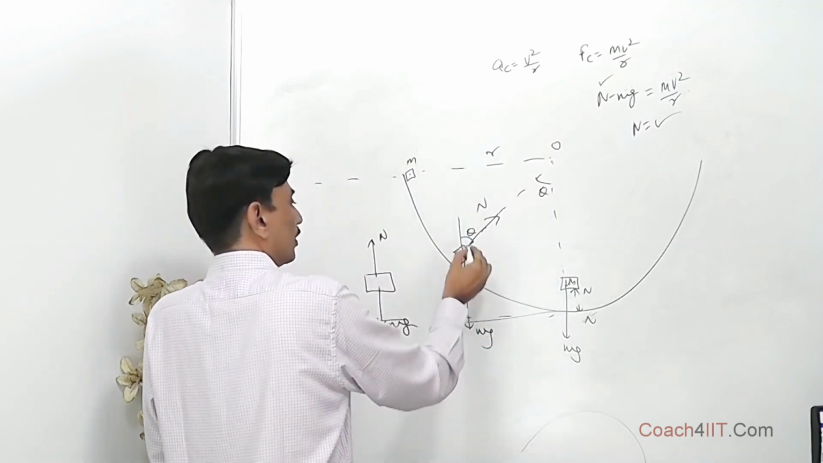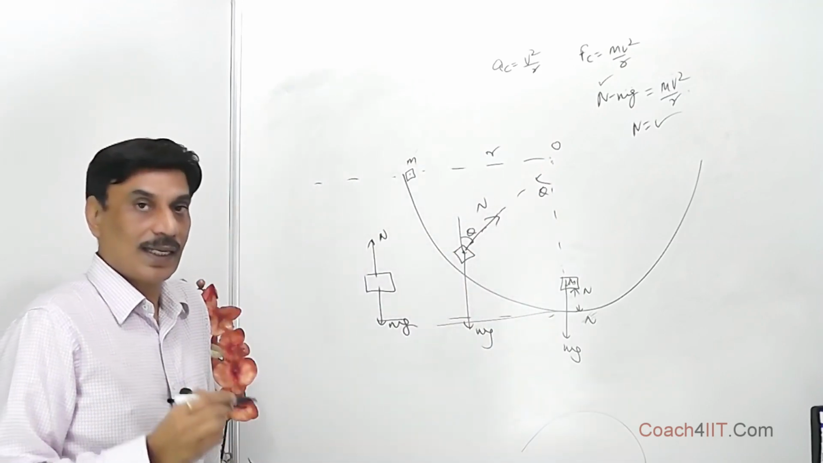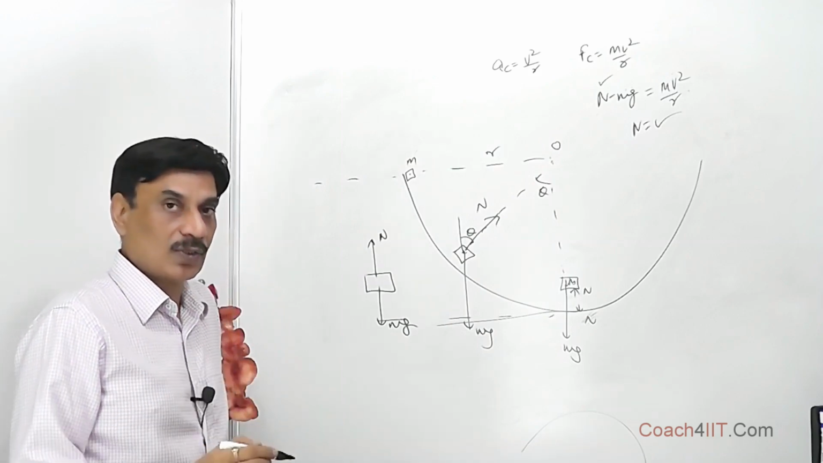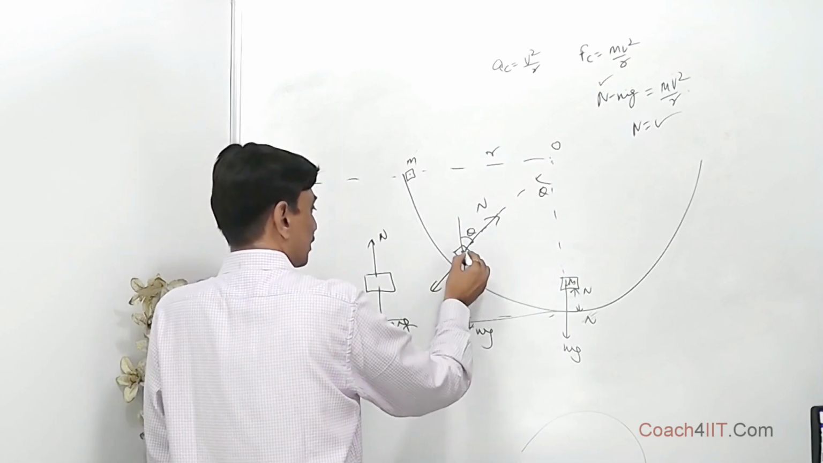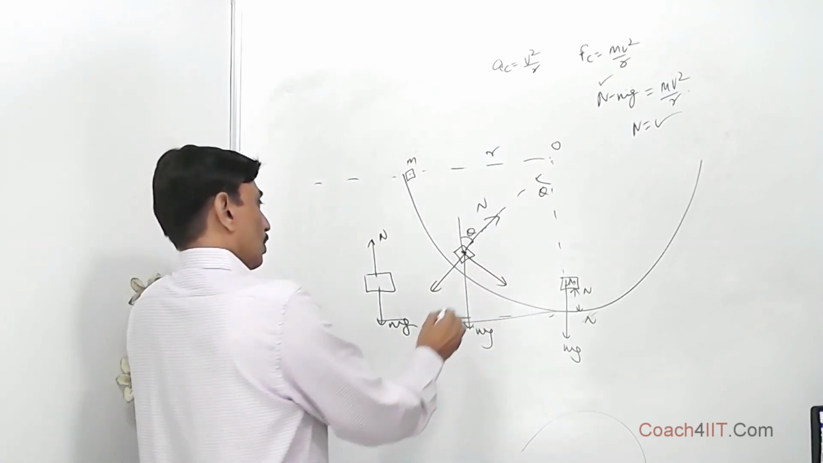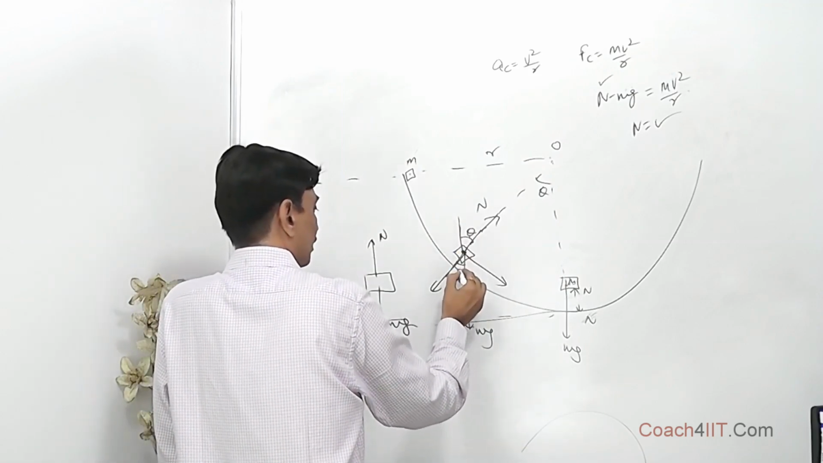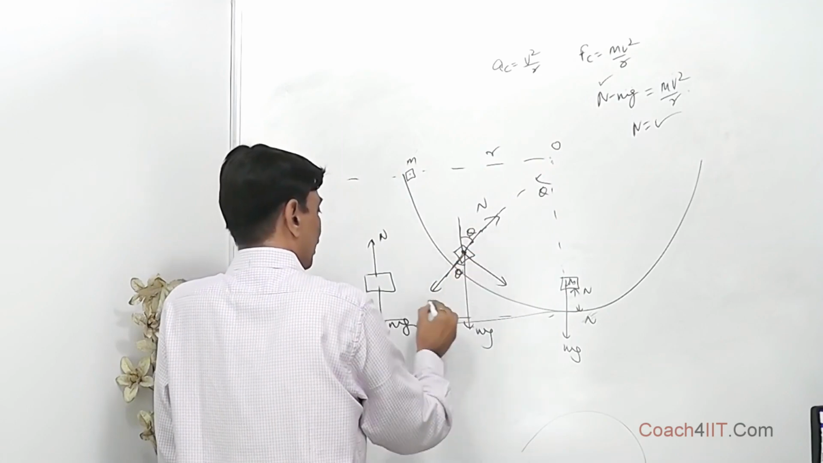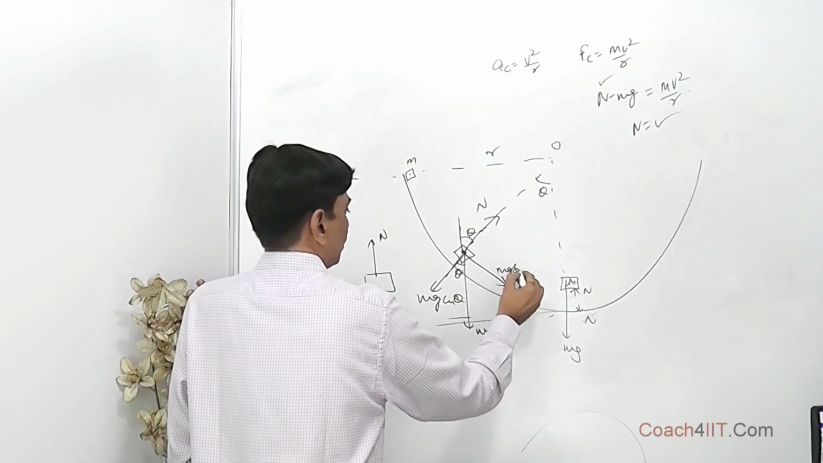Break the mg into components. You will not make the components of normal reaction because that is already aligned along the radius. Break the components of mg. One is along the radius, the other is tangent to this circle. So if this is theta, these two lines, vertically opposite angles, so this is theta. So this is mg cos theta and this is mg sin theta.